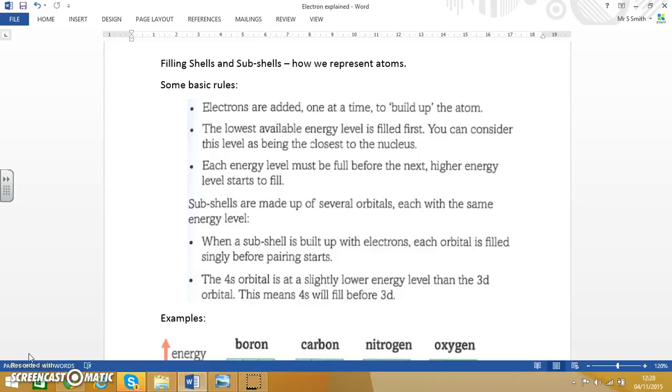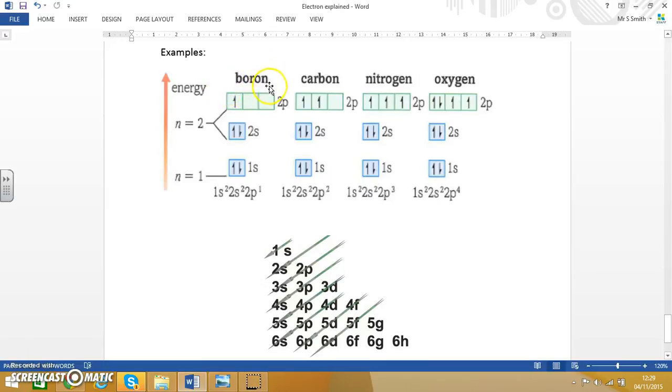And the final point is that when we fill subshells, we fill them as single electrons before we move into doubling up the electrons. And the best way of looking at this is with some examples. So if we look at boron, boron has an atomic number of 5. That means it has 5 protons, which means in neutral atoms it's got 5 electrons. So let's consider how we place these 5 electrons.